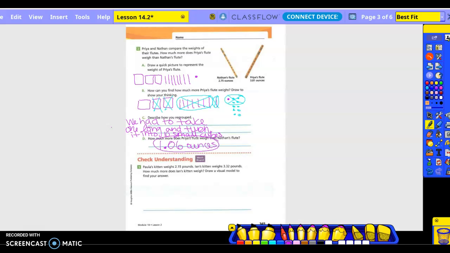Okay, check understanding. Paula's kitten weighs 2 and 1/1500 pounds. Ian's kitten weighs 3 and 3200 pounds. How much more does Ian's kitten weigh? Draw a visual model to help you find your answer.